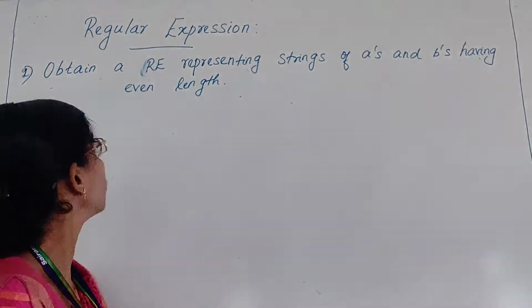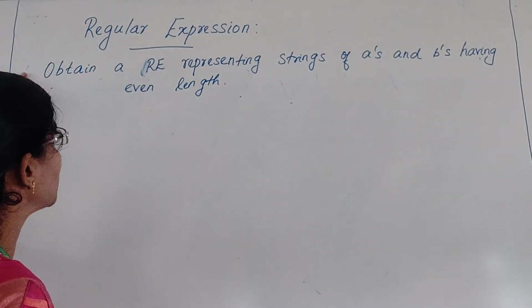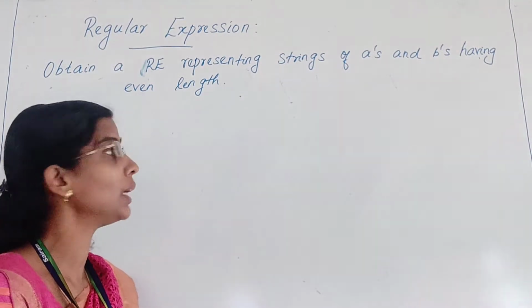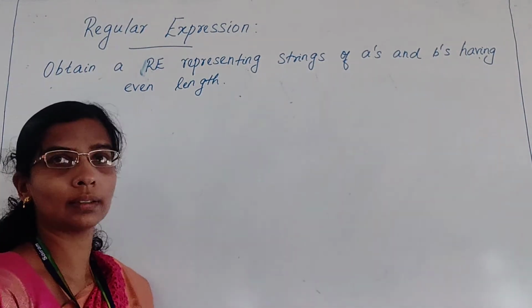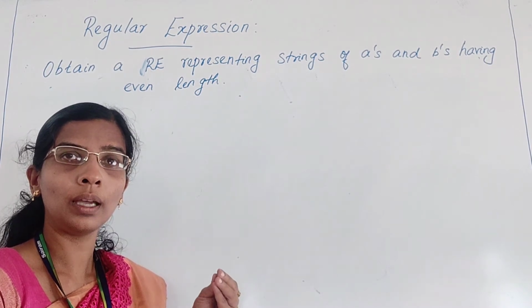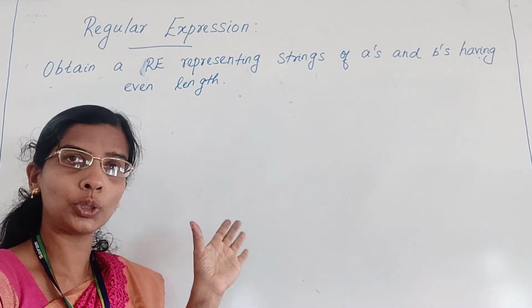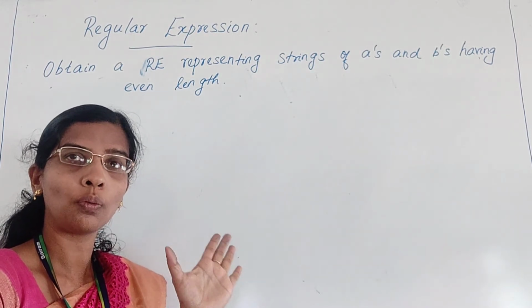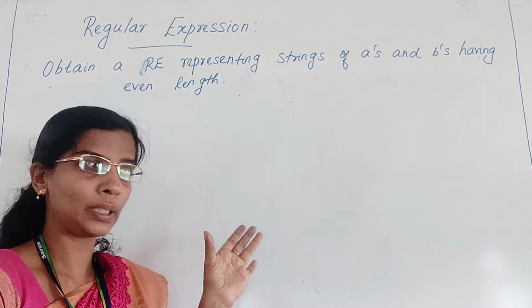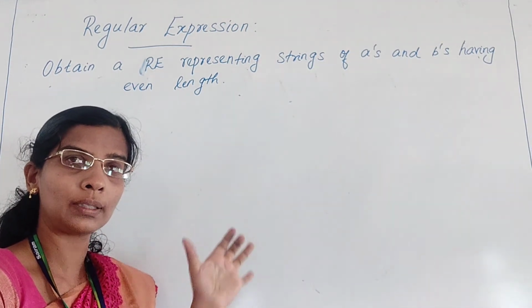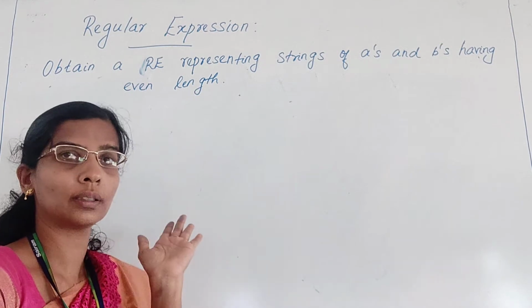Students, we will discuss one more sum. Obtain a regular expression representing strings of A's and B's having even length. Having even length, so what is the meaning? The length of my string should be even. It can be 2, 4, 6. The length of my string can be 2, it can be 4, it can be 6. It should be of even length.